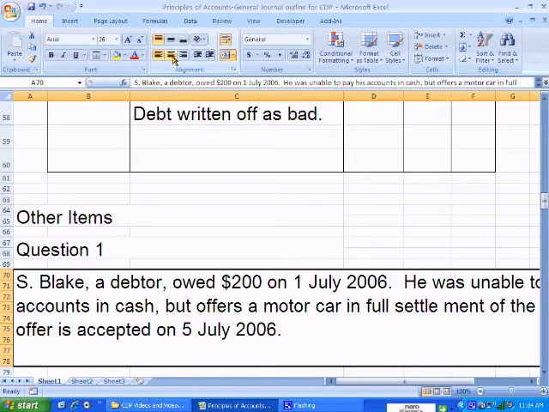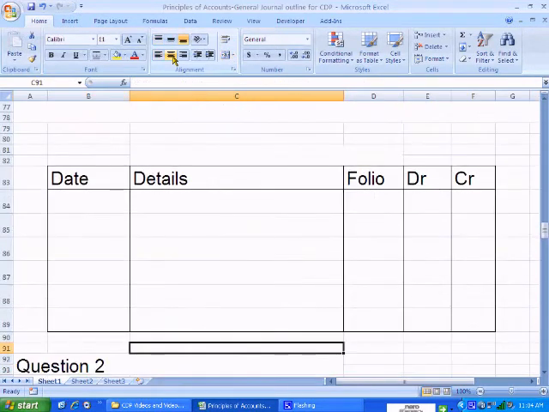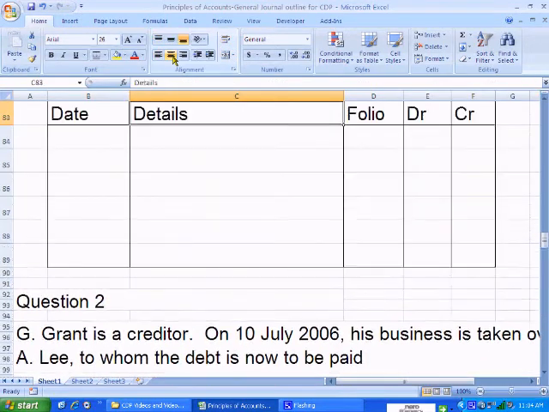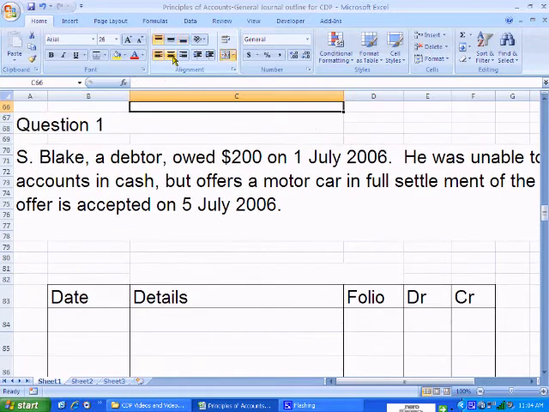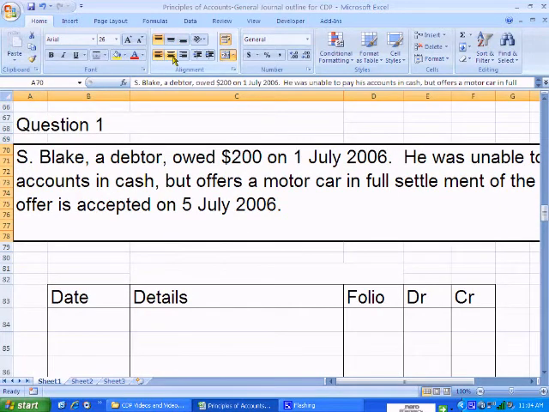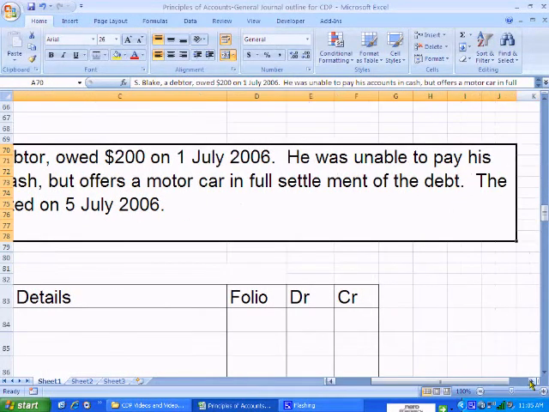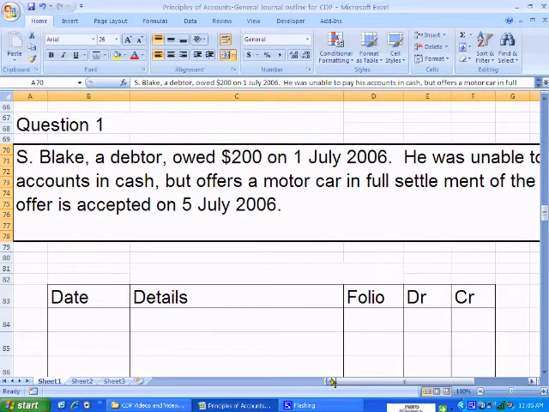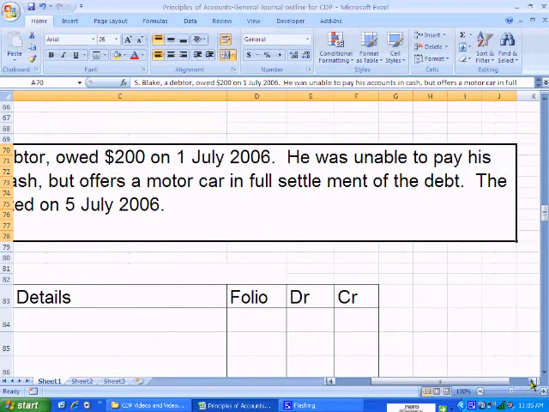So the question says, Baker is a debtor owed $200 on the 1st of July 2006. He was unable to pay his account in cash, but offers a motor car in full settlement of the debt. The offer is accepted on the 5th of July 2006. Here's how this will be done.